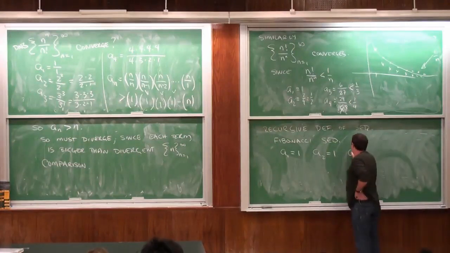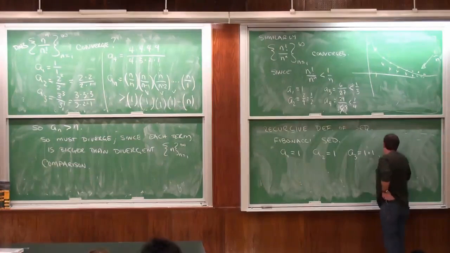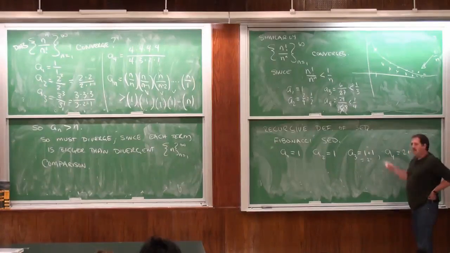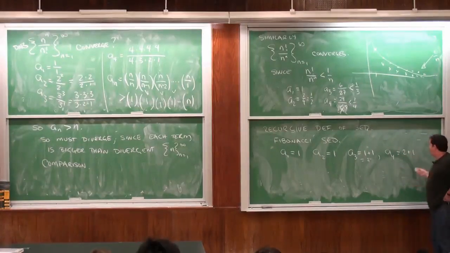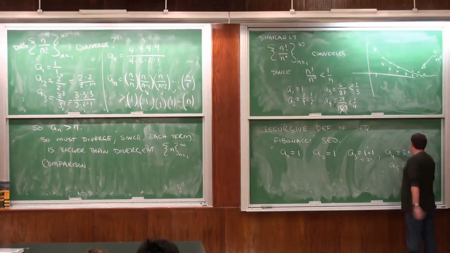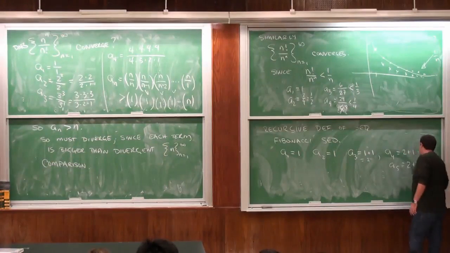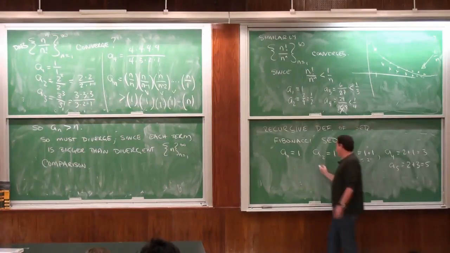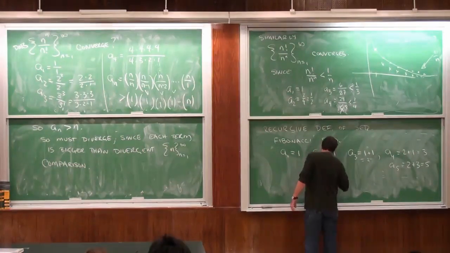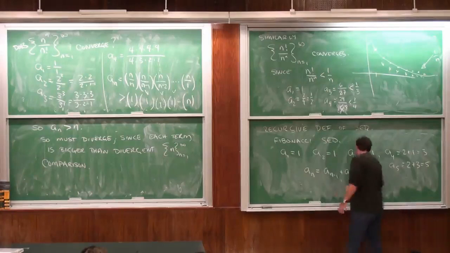So A3 is 1 plus 1, which is 2. A4 is 2 plus 1. Maybe my numbers are off. Sometimes people start with 0 and so on. So A5 is now this plus this. And in general, an is an minus 1 plus an minus 2.